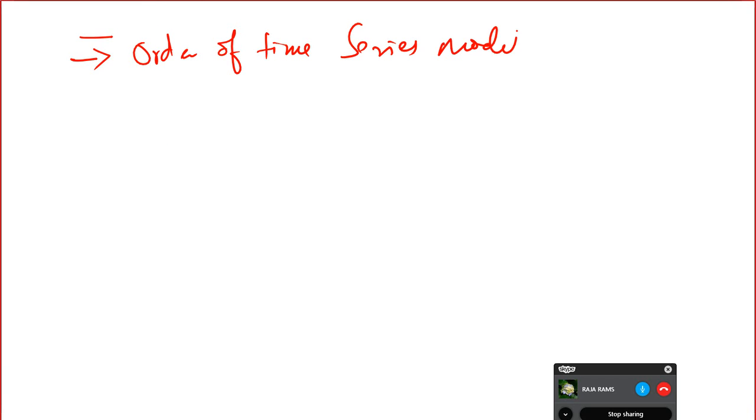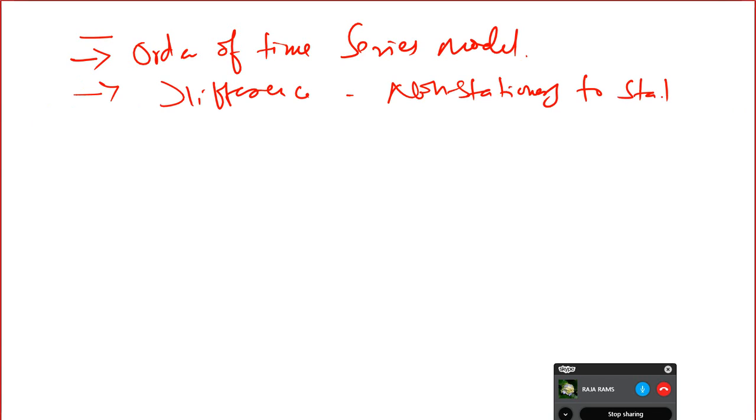Let's start. In this particular session, we'll learn about how to determine the order of a time series model. We'll also learn about the difference method, how to make a non-stationary series stationary. These are the two important things that we'll learn in this session.